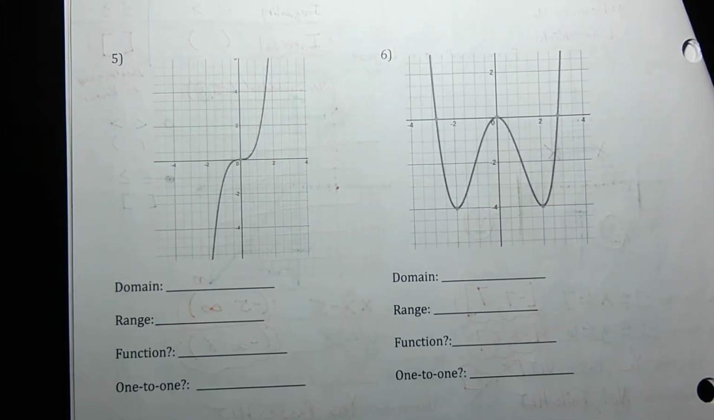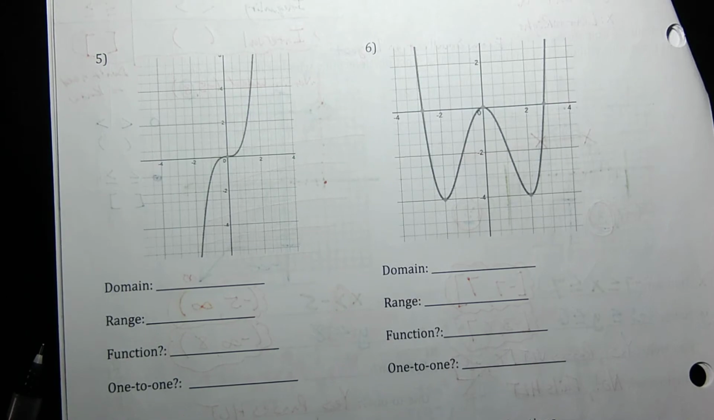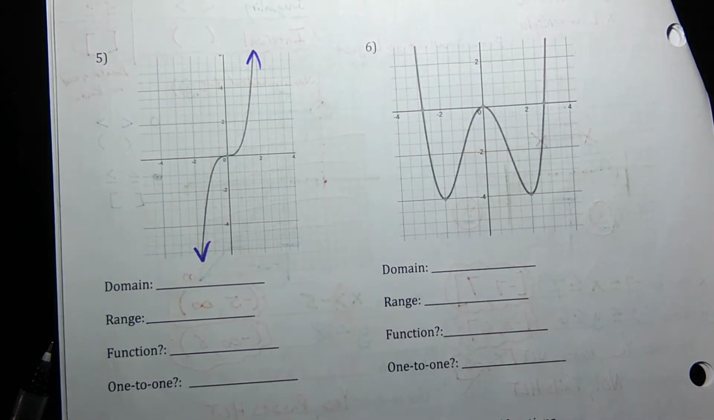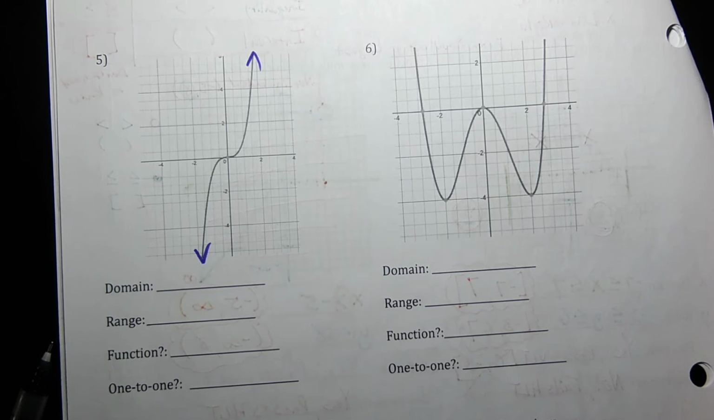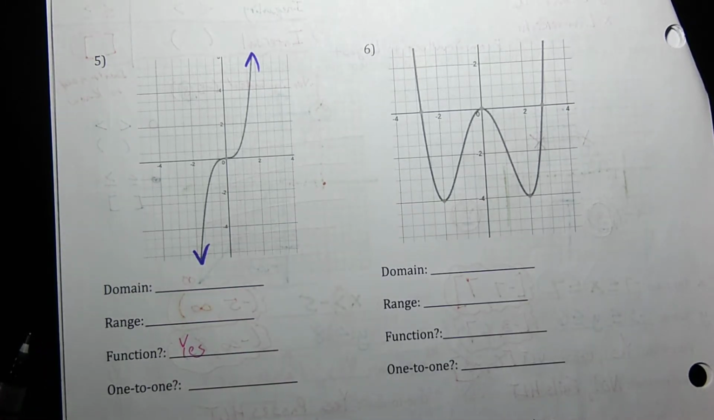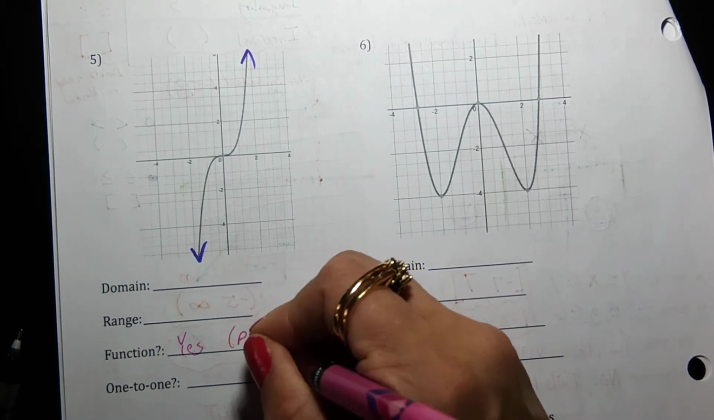Hey, what type of graph are we looking at here? It's a cubic. Woohoo! So is a cubic function a function? Yep, it sure is. So yes, because we know the cubic function is one of our 5 basic functions. But you can also say it passes the VLT.